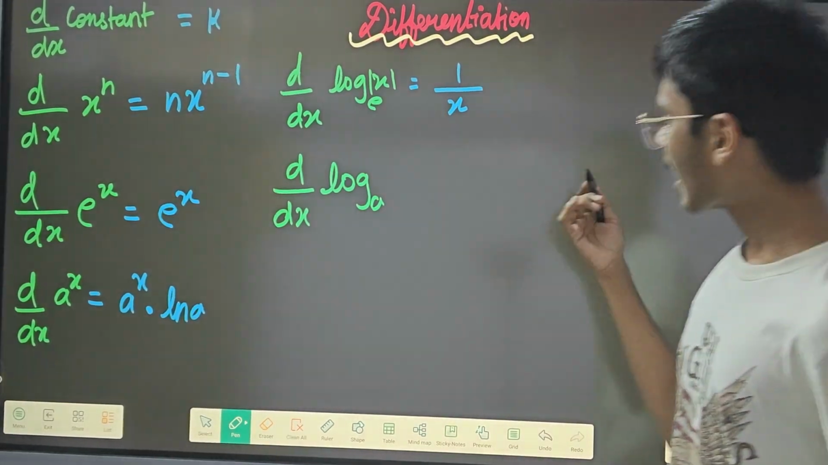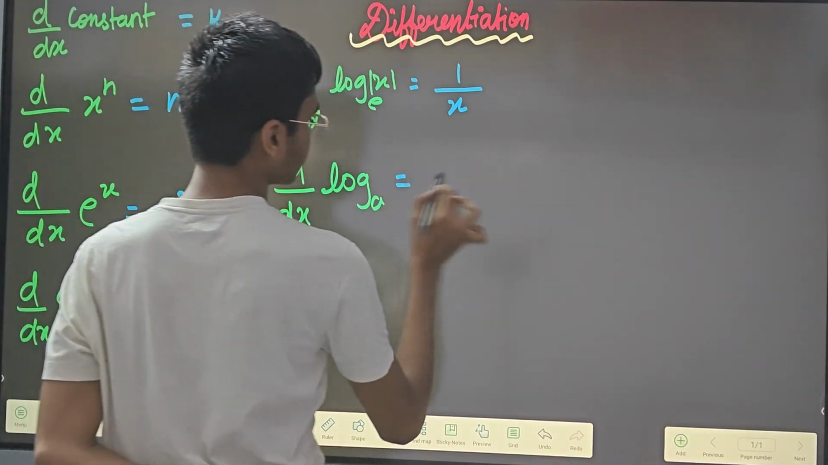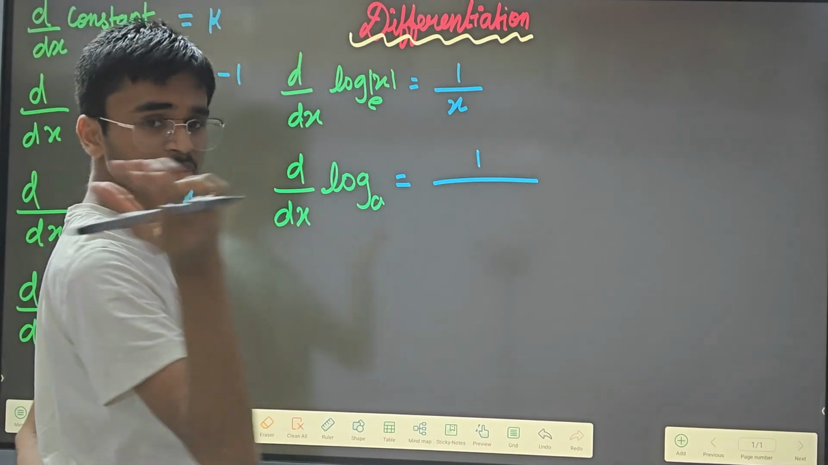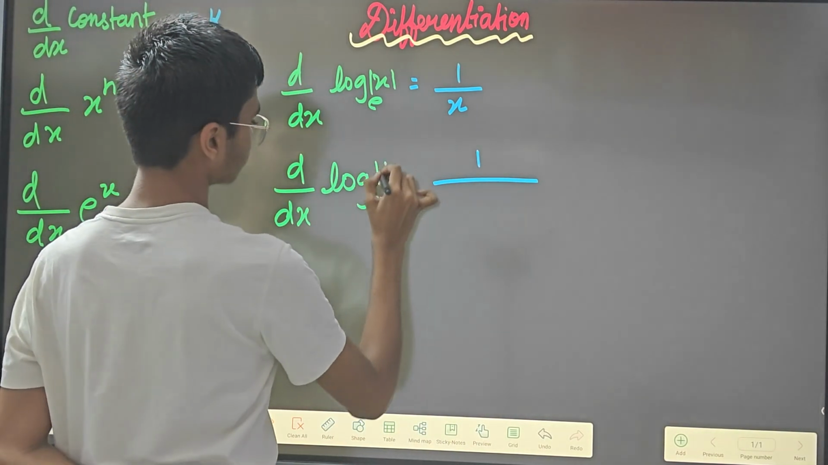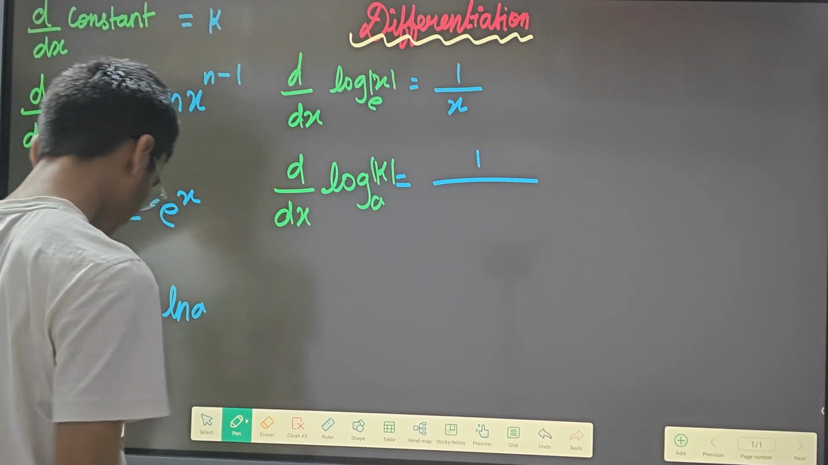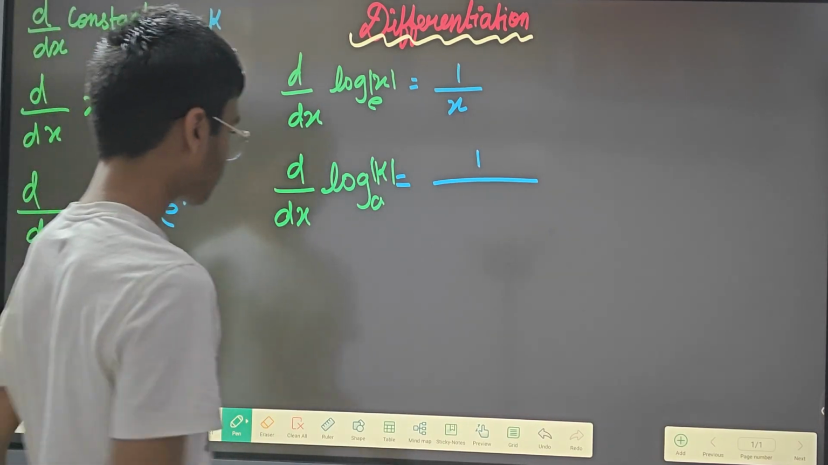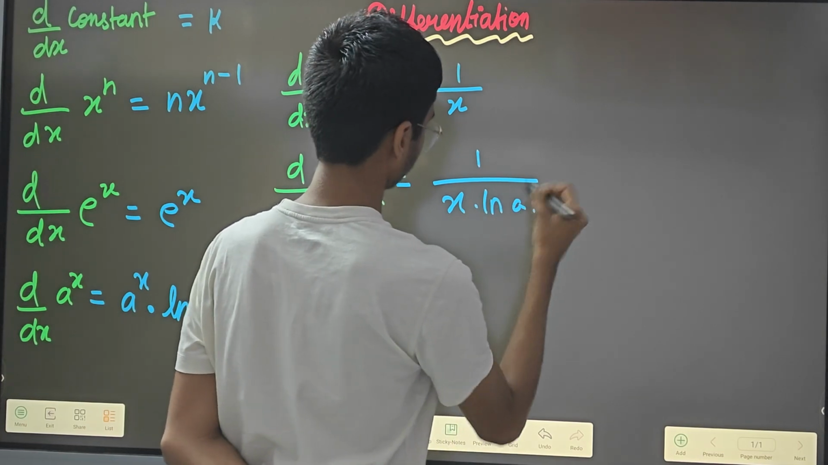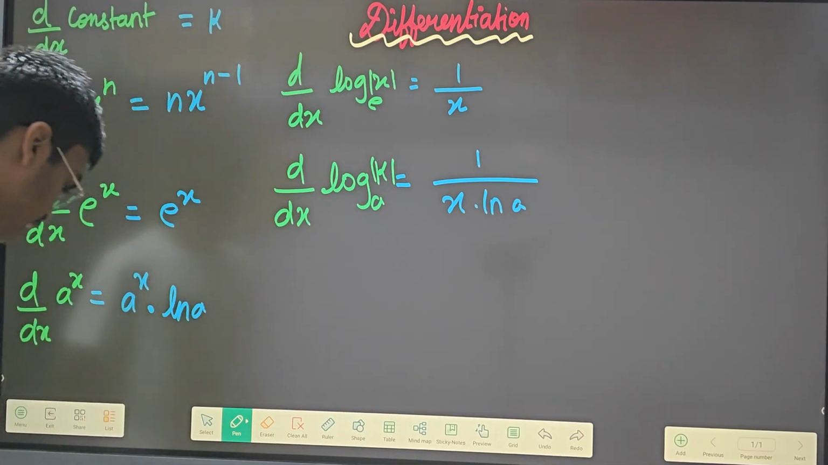In that case, the value is going to be 1 by, I forgot the input, let us keep the input as k. Modulus k, here also it cannot be negative. So this is equal to 1 by k into natural logarithm of a.